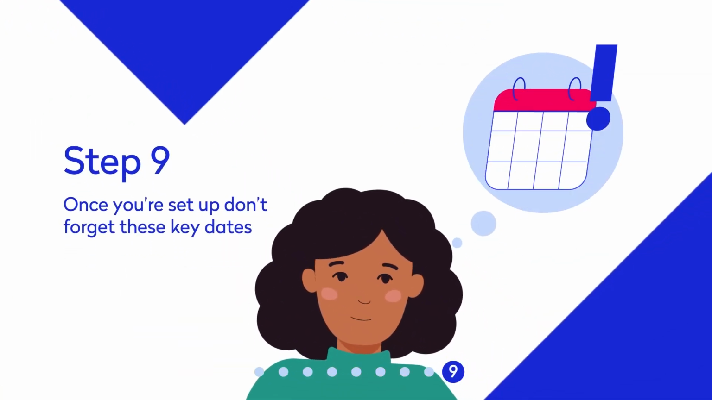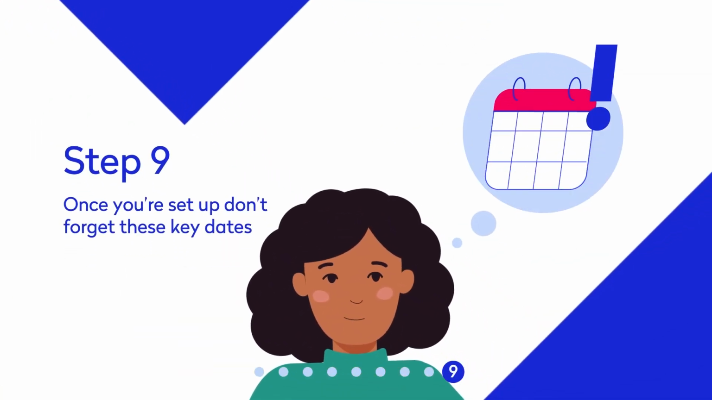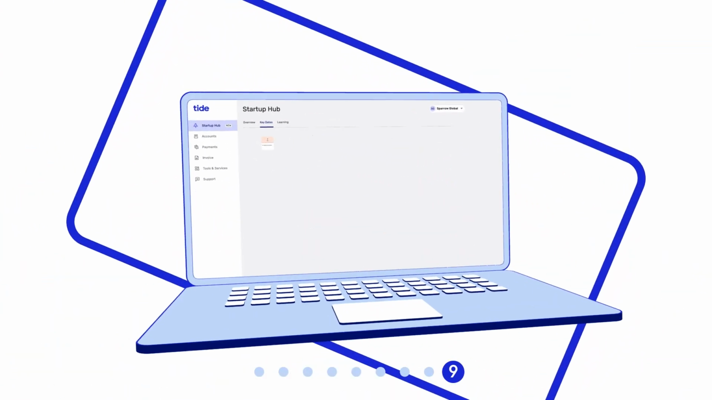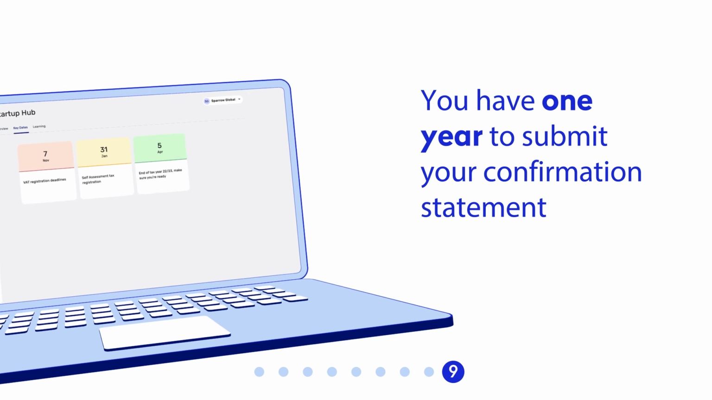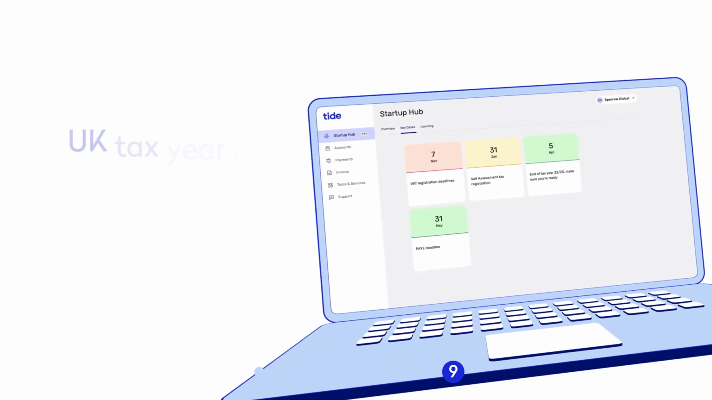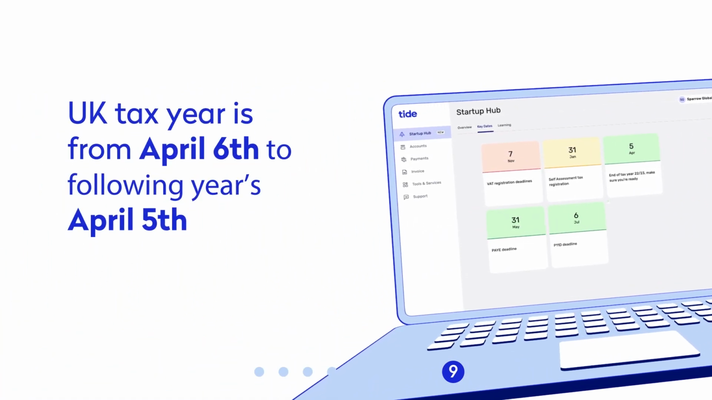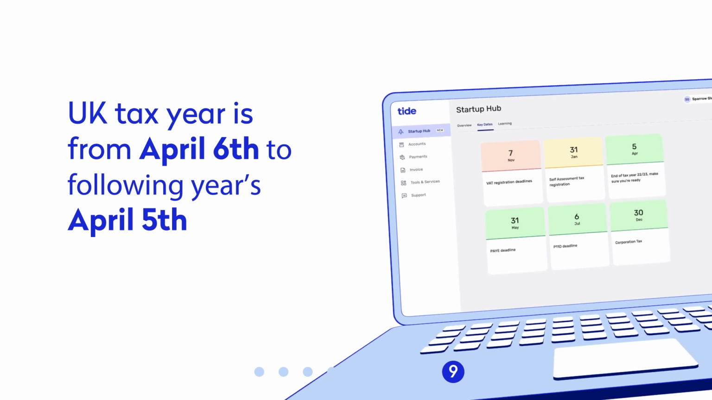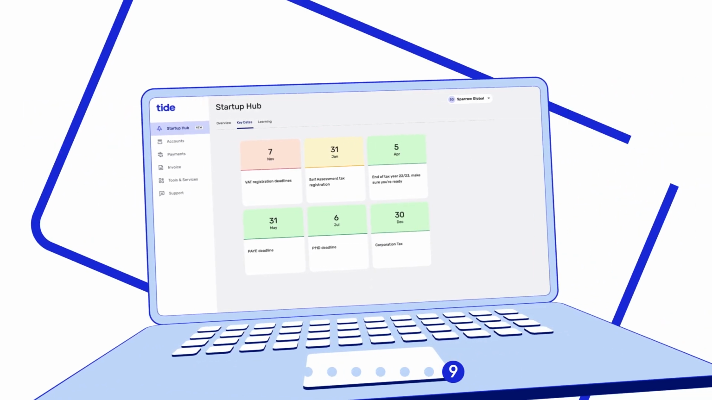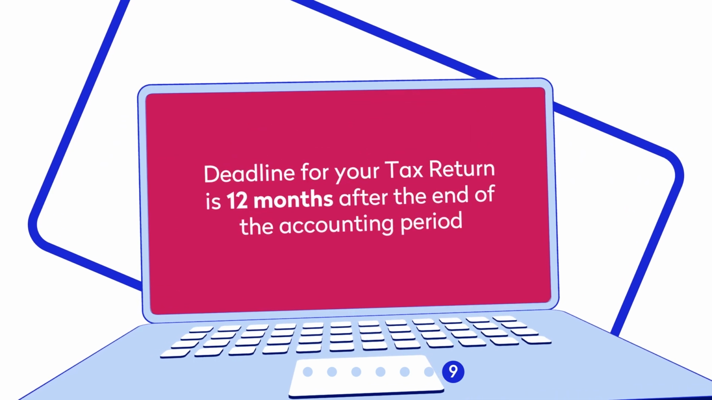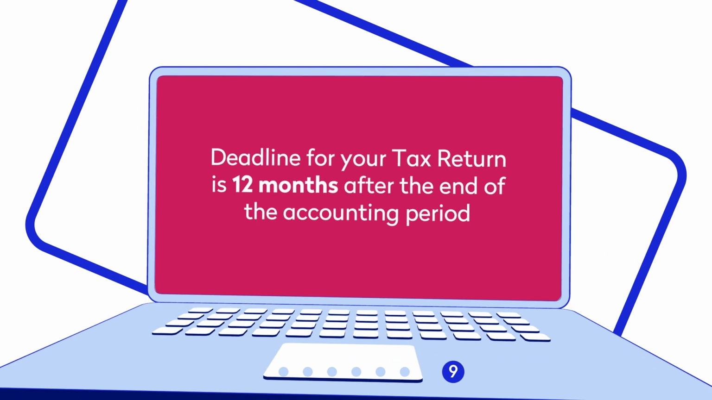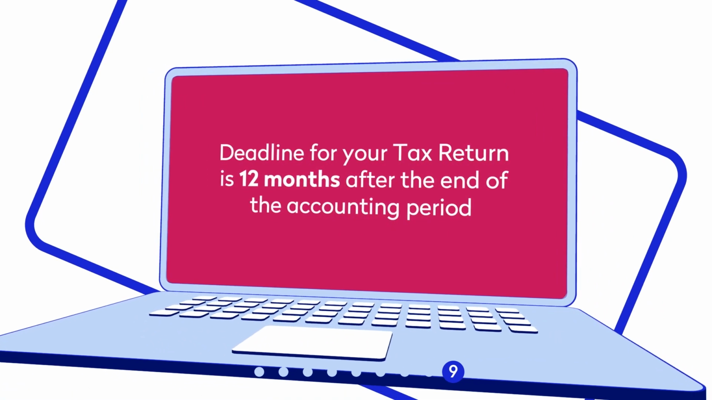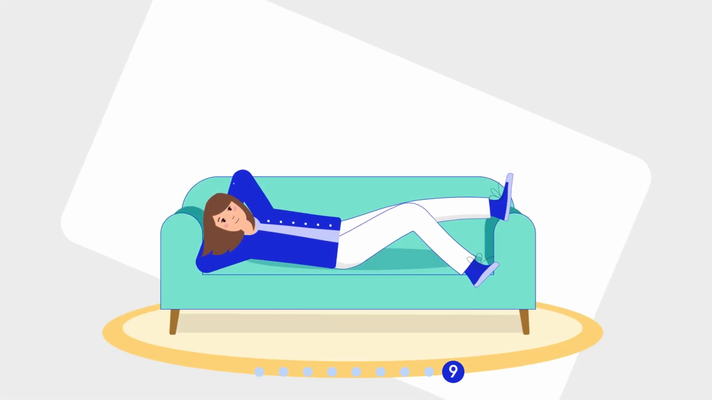Step 9. Once you're set up, don't forget these key dates. You should submit your confirmation statement 1 year from the date you set up your company. Think of it as your company anniversary. The UK tax year is from the 6th of April to the 5th of April the following year. It's important to remember that the deadline for your company tax return is 12 months after the end of the accounting period it covers. You may have to pay a penalty for late filing if you miss the deadline.